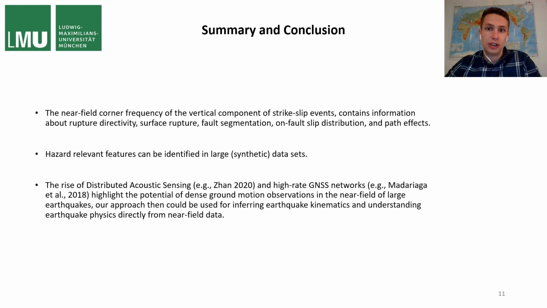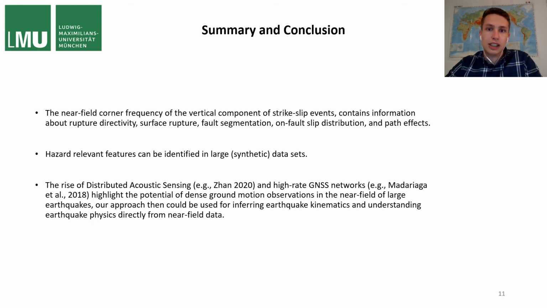We showed that near-field corner frequencies of the vertical component of strike-slip events contain information about rupture directivity, surface rupture, on-fault slip distribution, fault segmentation, and path effects. This analysis approach could help to identify hazard-relevant features in large datasets that can't be predicted with GMPEs, as for example, major geologic path effects.